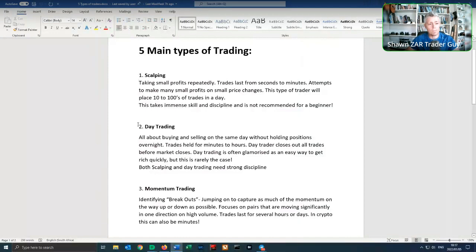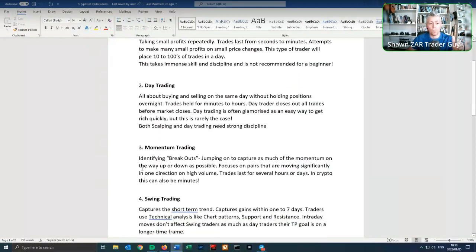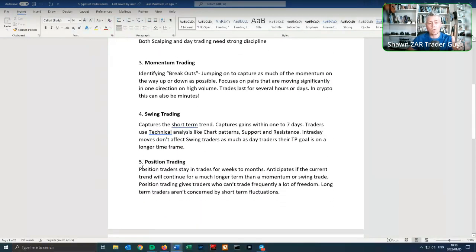Second way of trading, day trading. It's all about buying and selling on the same day without holding positions overnight, and trades held for minutes up to hours. A day trader closes out all the trades before the market closes, and day trading is often glamorized as an easy way to get rich quickly, but this is rarely the case. Both scalping and day trading need strong discipline. So for beginners, what I would recommend is swing trading and position trading, and I'm going to get into that.